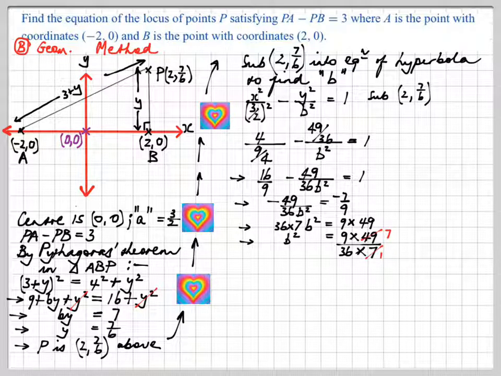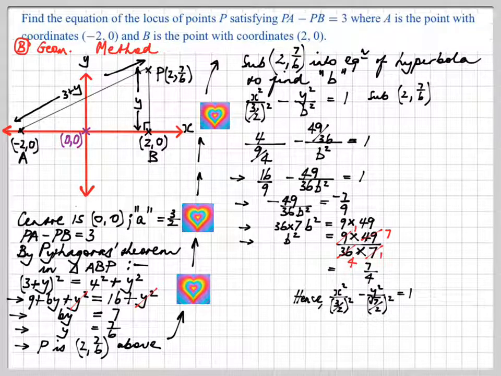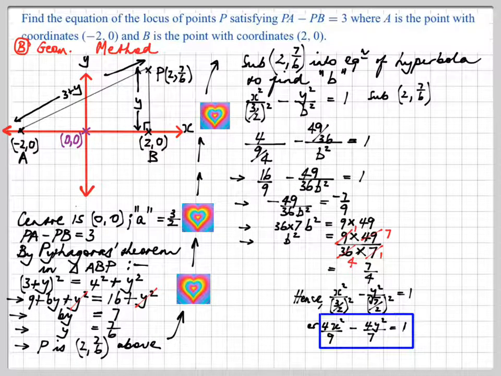Cancel. 7 goes into 49 7 times, 9 goes into 36 4 times. So what is it? It's so simple. So there is the missing ingredient, the b squared, and therefore our hyperbola is that. That's it, guys. Or if you want to write it a little bit less crazy, you get that. And thank you, Mr. Box. It's mighty fine.